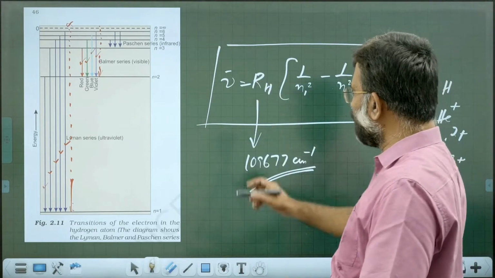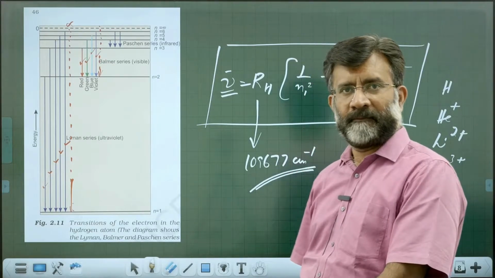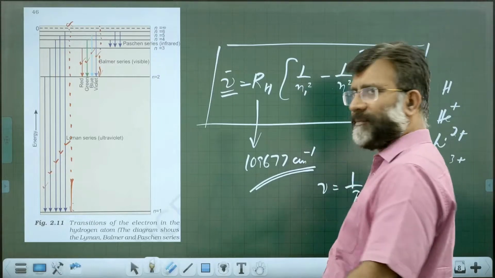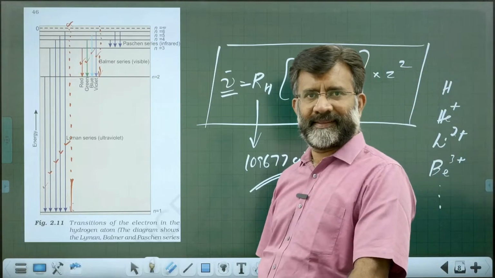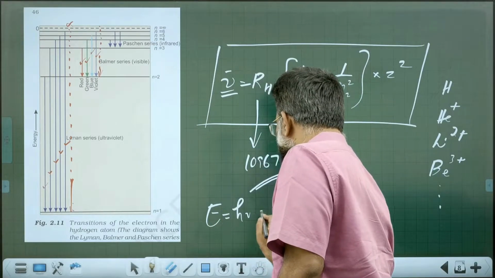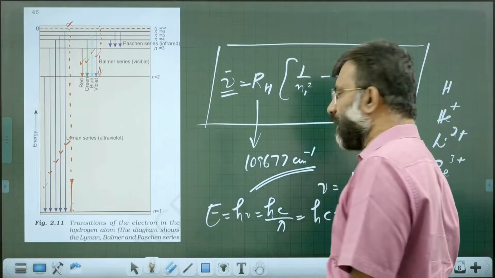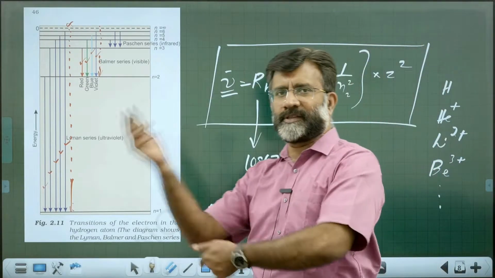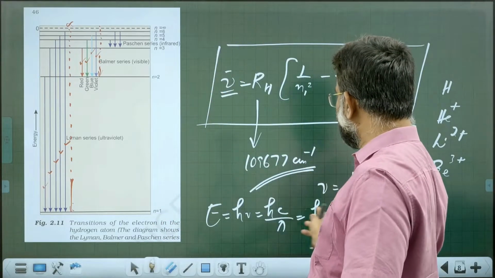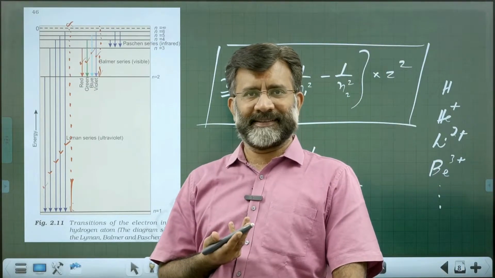You can use this formula for finding wave number, nu bar. And you know wave number nu bar is equal to 1 by lambda. Right? You can calculate energy. E is equal to h nu is equal to hc by lambda, that is hc nu bar. So multiplying this by hc, you get energy. Hope you know that. Okay.